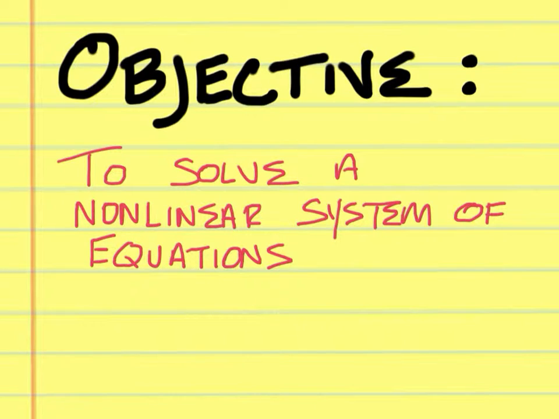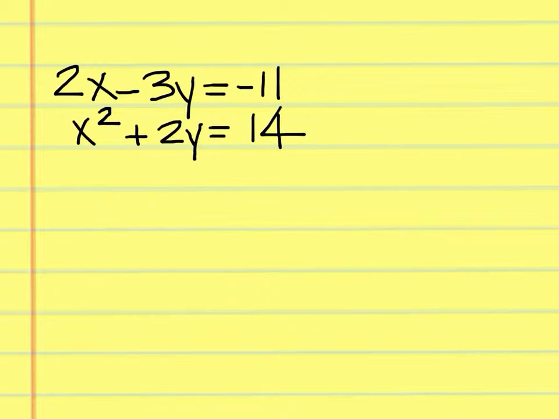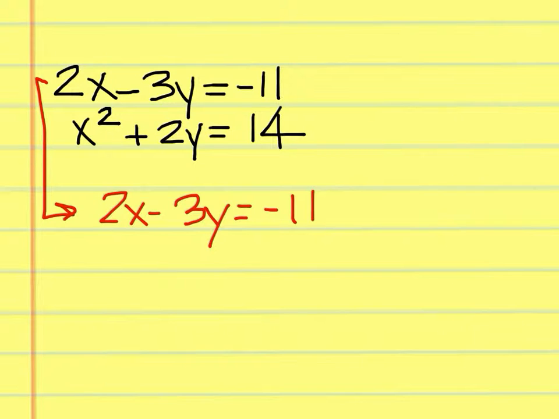The objective is to solve a nonlinear system of equations. For this nonlinear system of equations, I need to get a variable by itself in one of these two problems. I'm going to try the following. I'm going to use this equation, 2x minus 3y equals negative 11, and solve for either x or y. I am going to solve for y.